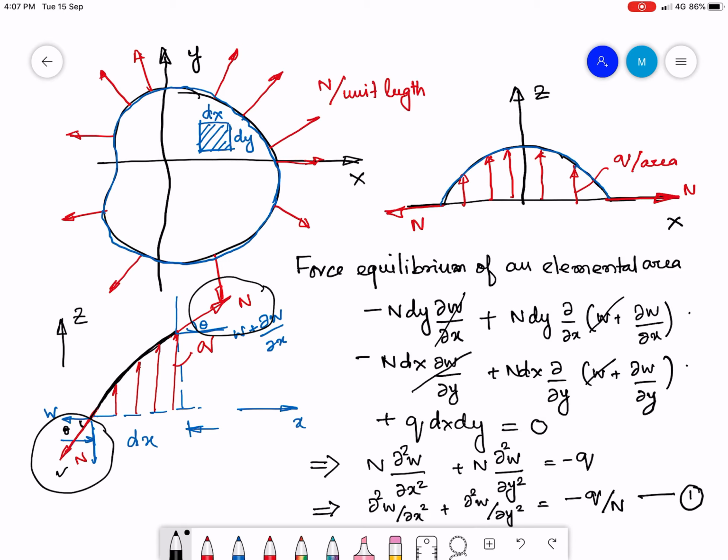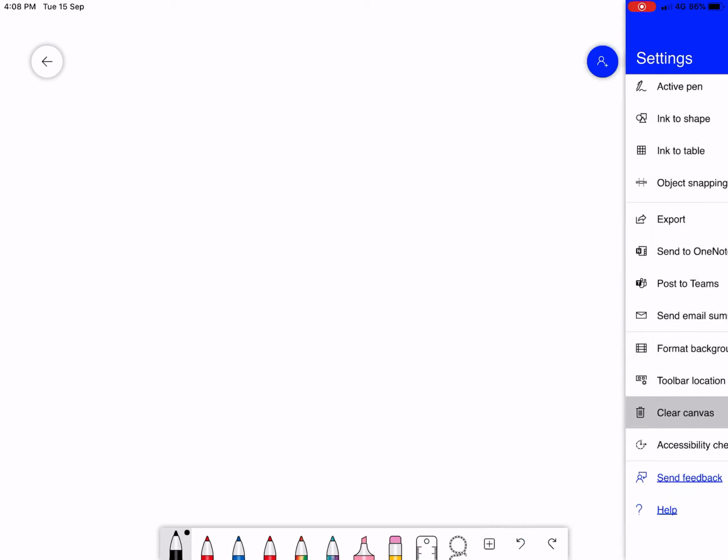So, now let us look into this carefully. So, this equation, just remember this equation. Okay. So, what is this equation analogous to? Can you visualize that you have seen a similar equation earlier in the context of torsion? Okay. So, let me try to draw the analogy now.